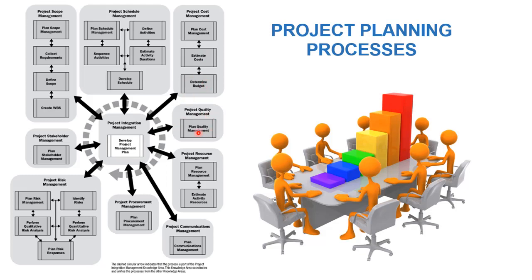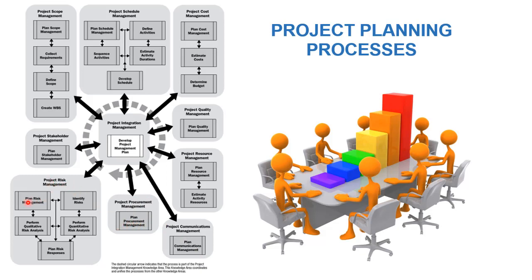Then for the quality, I will start with plan quality management. It's only one process during planning. And for project resource management, starting with plan resource management, then estimate activity resources. For the communication, I have only one process, which is plan communication management. For procurement, the same, I have one process.